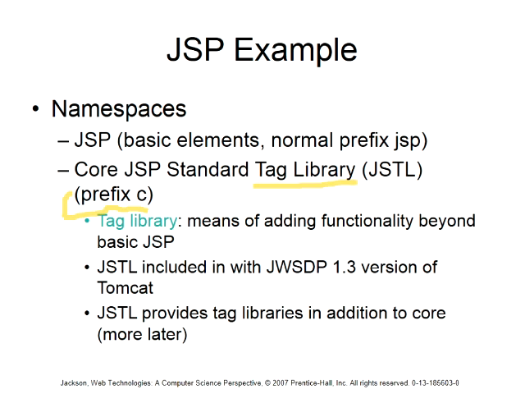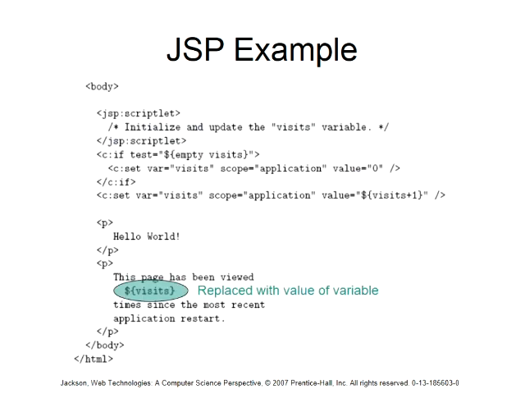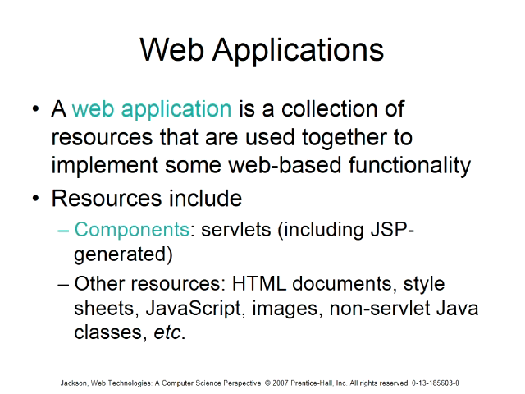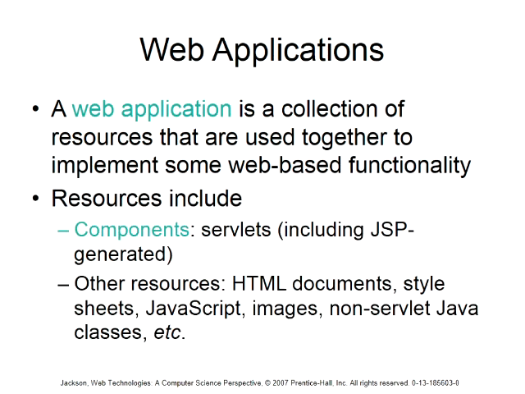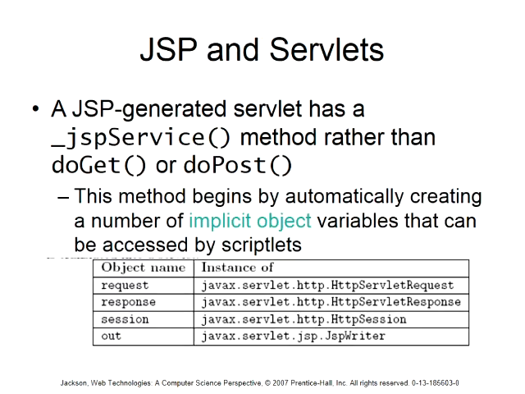So what's the meaning of tag library? That means adding functionality beyond basic GSP. This is a GSP tag. This one also is a GSP tag, but with C it is an extension of the tags of GSP. So in this example, we find double namespaces. The first one is for GSP basic elements, normal prefix GSP. And the second one is for the core GSP standard tag library. Any questions?